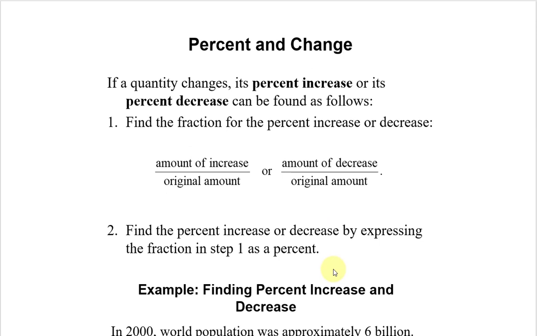Percent and change. If a quantity changes, its percent increase or percent decrease can be found as follows. We take the amount of increase divided by the original amount, or the amount of decrease divided by the original amount. Then we find the percent increase or decrease by expressing the fraction in step 1 as a percent.